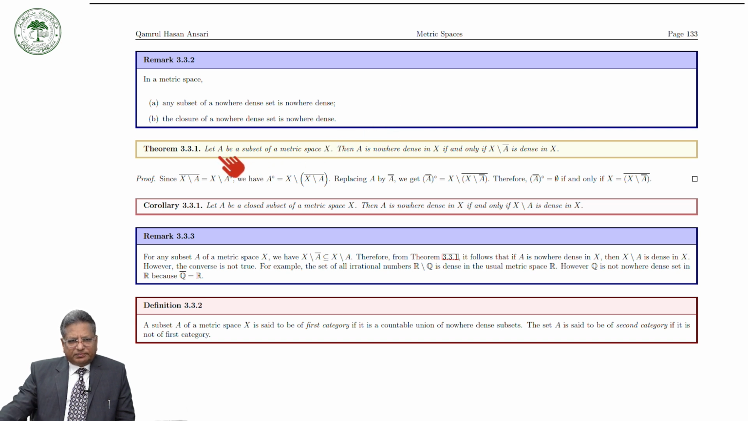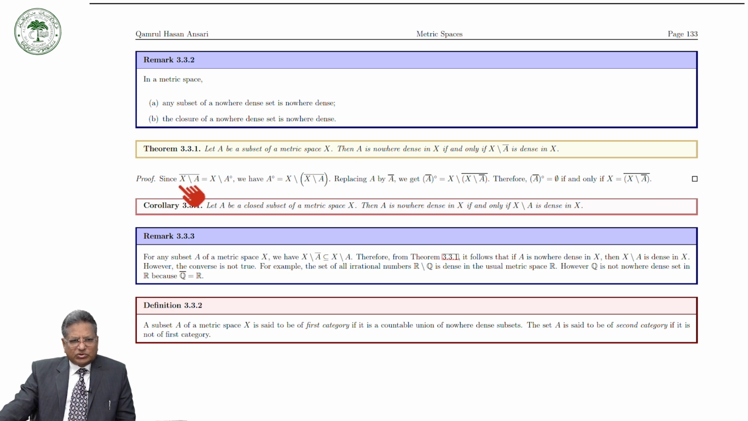Let A be a subset of a metric space X. Then A is nowhere dense in X if and only if the complement of the closure of A is dense in X. Okay, A is a nowhere dense set in X if and only if the complement of the closure of A is dense in X. So you can see that this result provides the relation between the nowhere dense set and the dense set. Okay, this we can prove very easily.